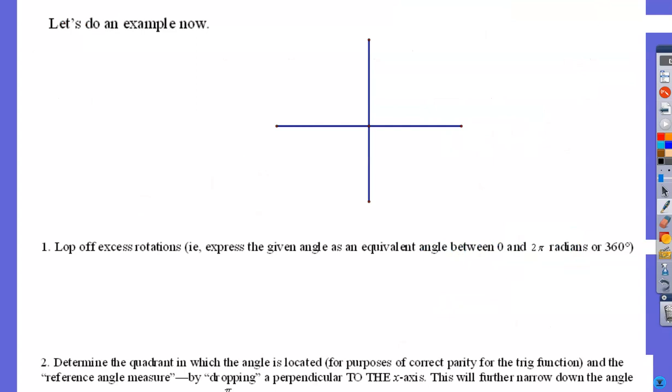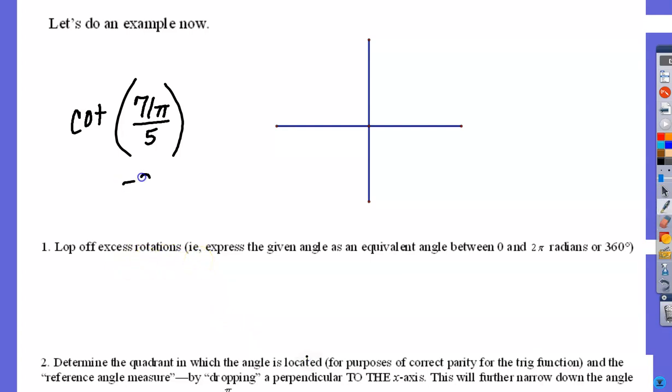Okay, so let's do, let's see. I'm just pulling them up. So we haven't done a cotan yet. So let's do a cotan, and let's do of 71 pi over 5. We'll see where this guy lands. Who knows? Okay. So the first thing we have to do is figure out, lop off any extra rotations.